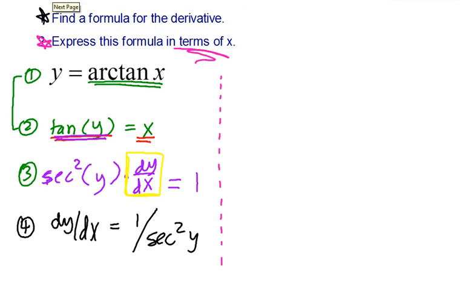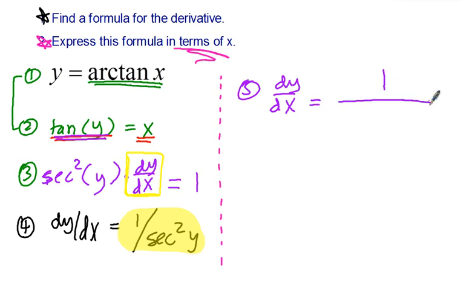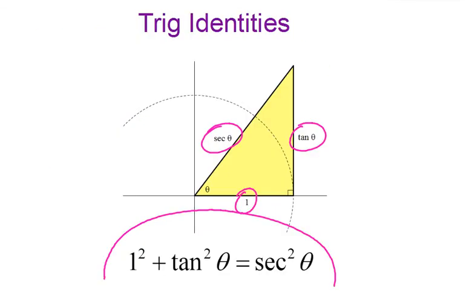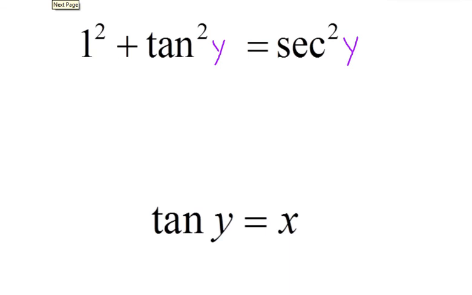Now, a reminder of where we're coming from. We have this formula, 1 divided by secant squared y, and we'd like to express that formula in terms of x. So let me just write the formula for dy dx is 1 divided by something, which we'd like to be in terms of x. So we're going to try to operate on secant squared y in such a way that it ends up as a formula about x.